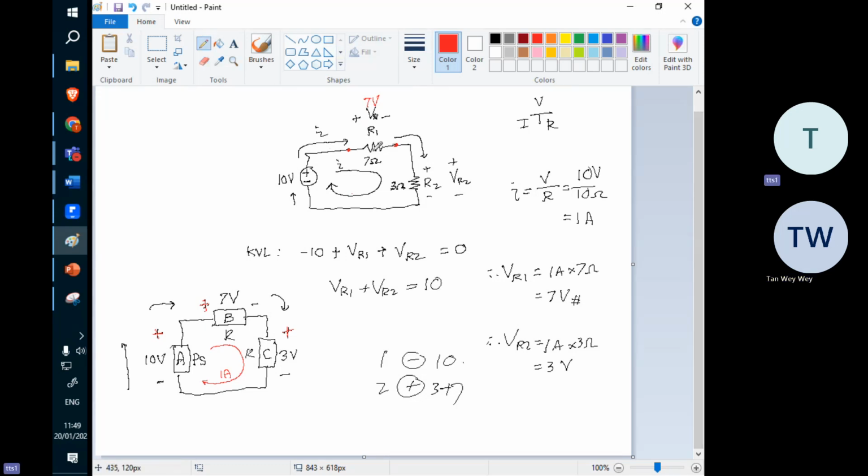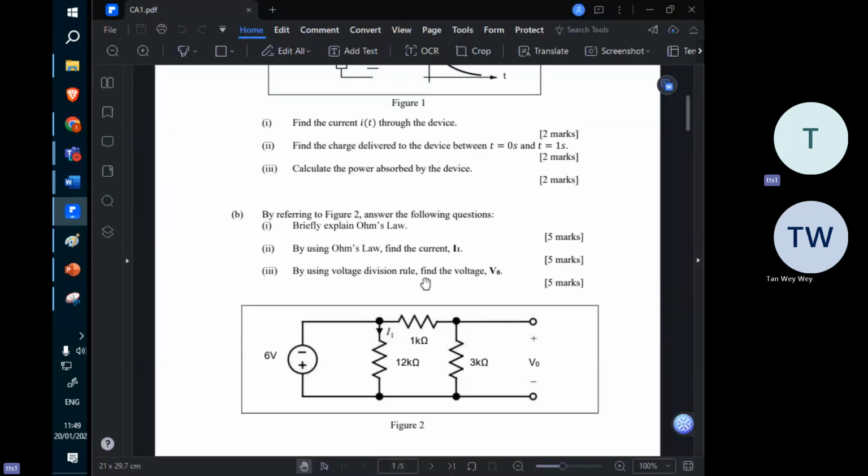Your friend tells you this 7 ohm, when he measured it, is 7 volts. So the friend asks you, what is the current flowing through R1? So your formula is like this: I equal to V over R. 7 volt over 7 ohm. This is the answer. Am I clear? Clear. Okay, you go back to this question again.